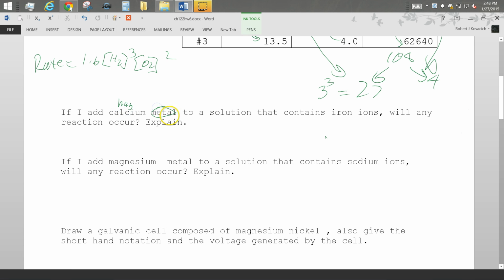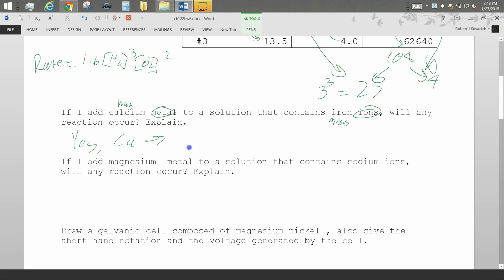I know that because it's a metal. And this iron is missing its electrons. I know that because it's an ion. Okay. So if I'm a metal and I'm above another metal on the activity series, I will give my electrons to another metal below me. So since the metal above has its electrons and the metal below is missing its electrons, the calcium will give the electrons to the iron. So will a reaction occur? Yes.